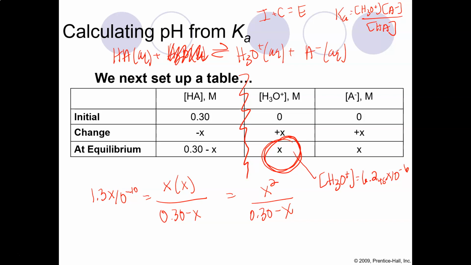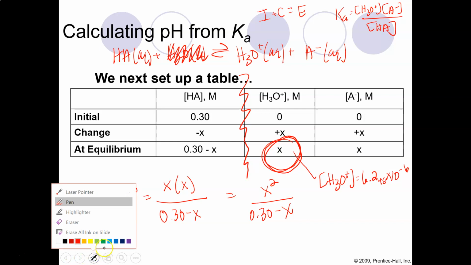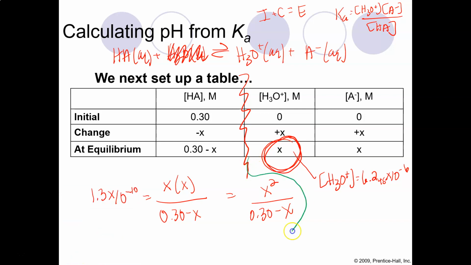But the question asked us to solve for pH. So I guess I should change colors. It's getting confusing. Here's my new stuff. pH is equal to the negative log of H3O plus.